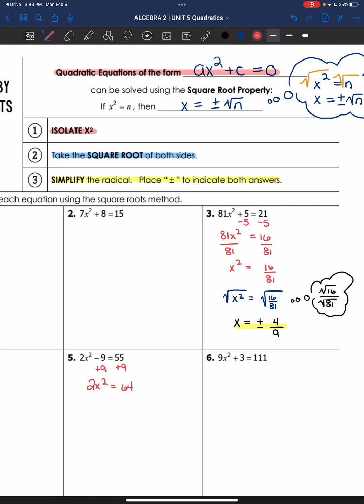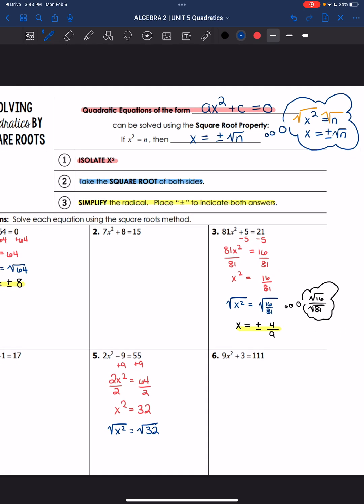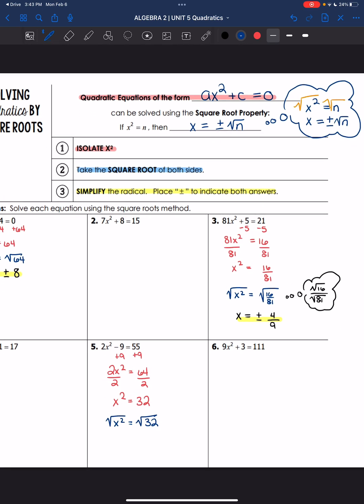Then what must we do, ladies and gentlemen? Then we divide by 2, and now we have isolated our x squared, and we can take the square root. Let's go ahead and take the square root of each side. And now it's time to simplify.